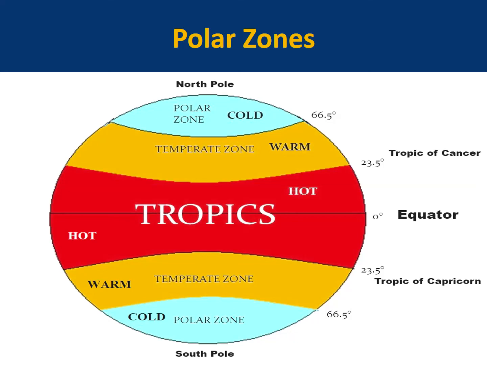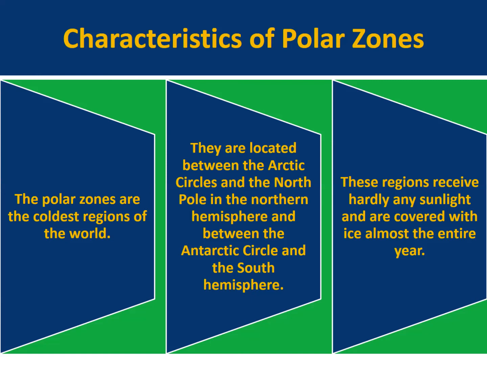Now let's see the polar zones. Over here in this diagram, polar zones are shown in blue color, and you can see the North Pole and the South Pole. Let's see the characteristics of the polar zone. The polar zones are the coldest regions of the world. They are located between the Arctic Circle and the North Pole in the northern hemisphere, and between the Antarctic Circle and the South Pole in the southern hemisphere.